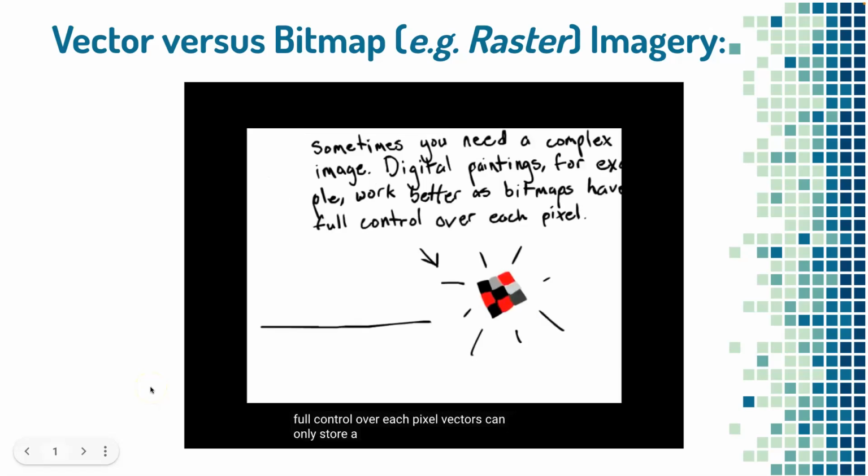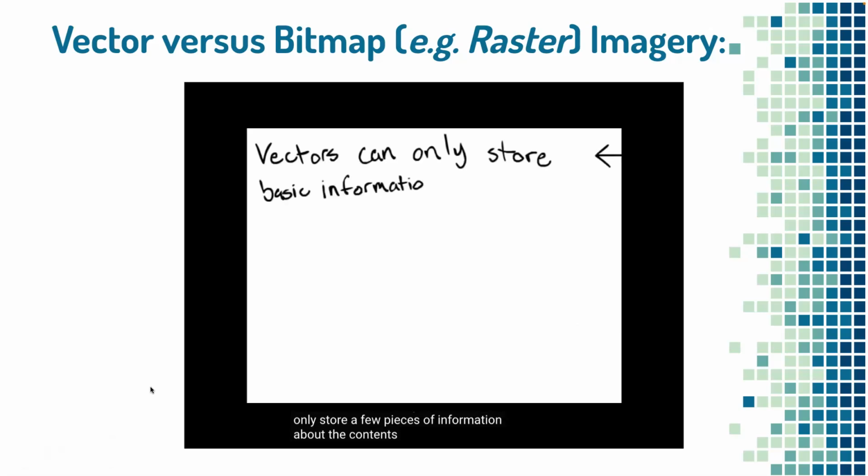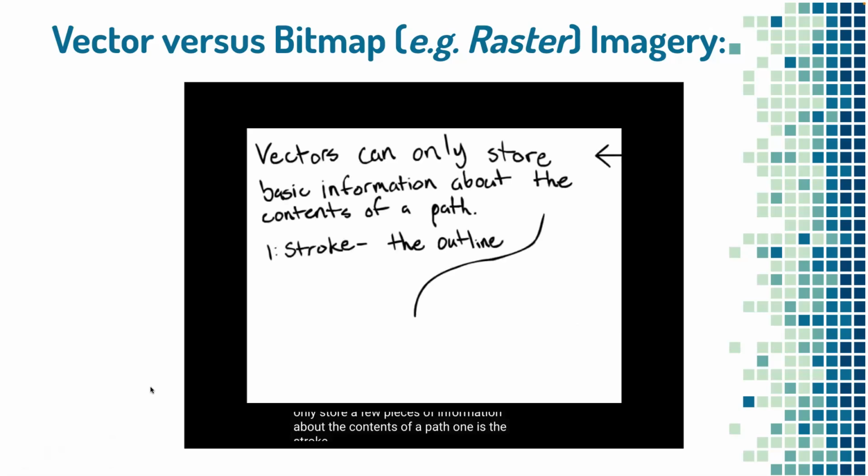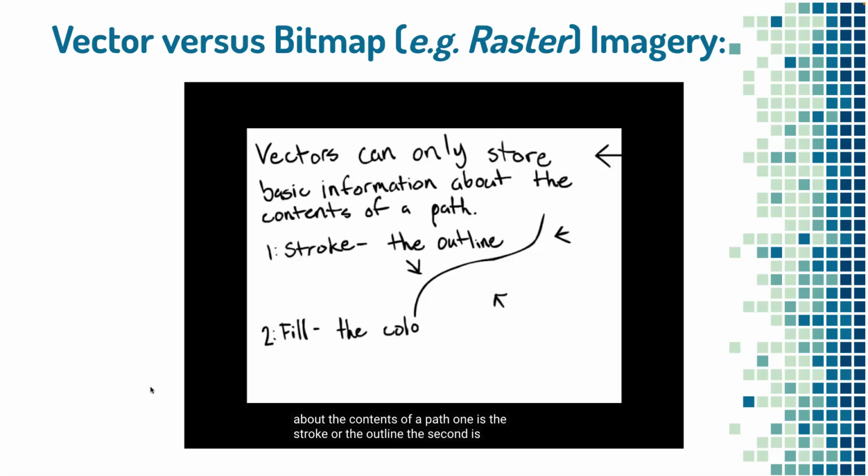Vectors can only store a few pieces of information about the contents of a path. One is the stroke or the outline. The second is the fill, which is the color or the color gradient, which is placed inside the path.